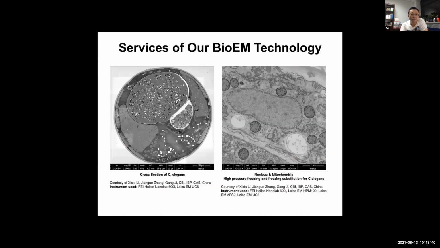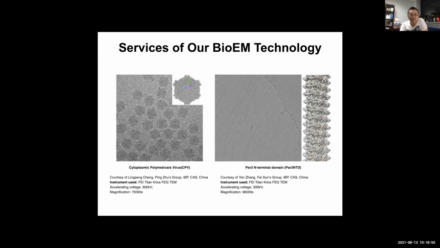One major service in our center is to provide ultrastructure study of cell and tissue samples. The second kind of service in our center is cryo-EM. So now it's quite popular in the field.